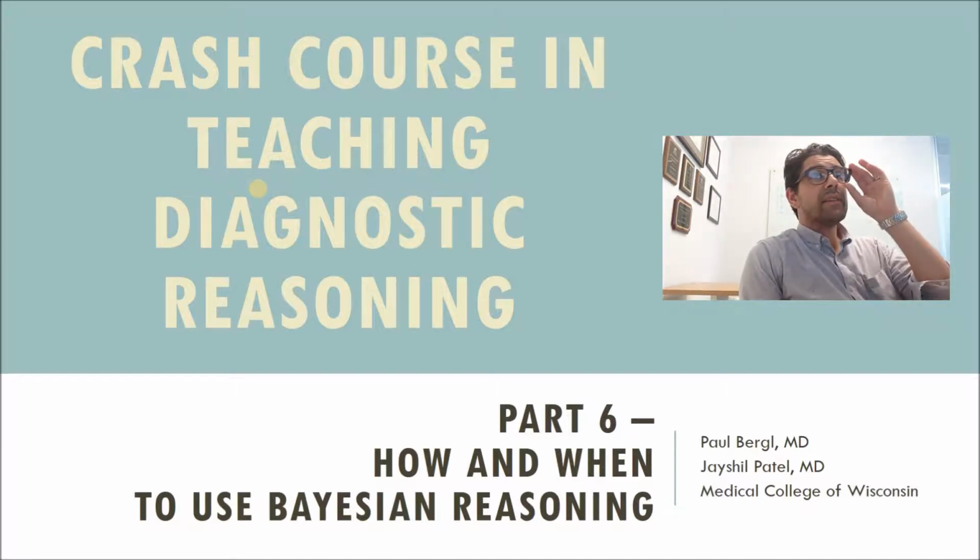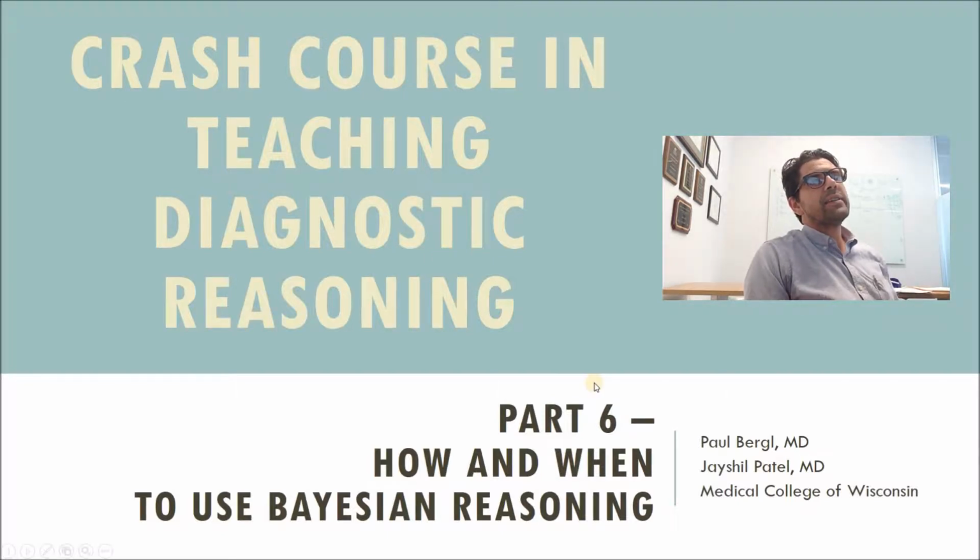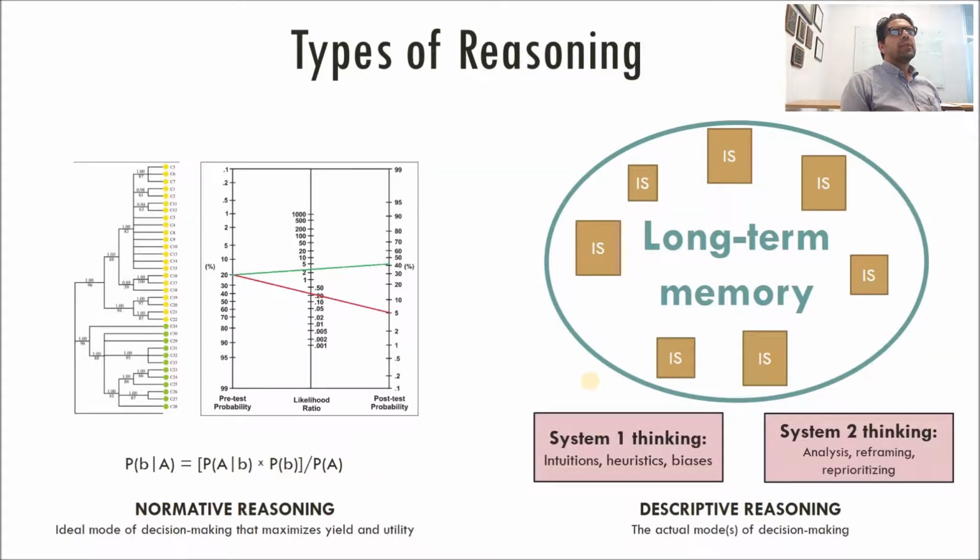Okay, this is part 6 of the crash course in teaching diagnostic reasoning. We're going to talk about how and when to use Bayesian reasoning. So let's talk about the two major types of reasoning. This is going to revisit some concepts, but some are new here.